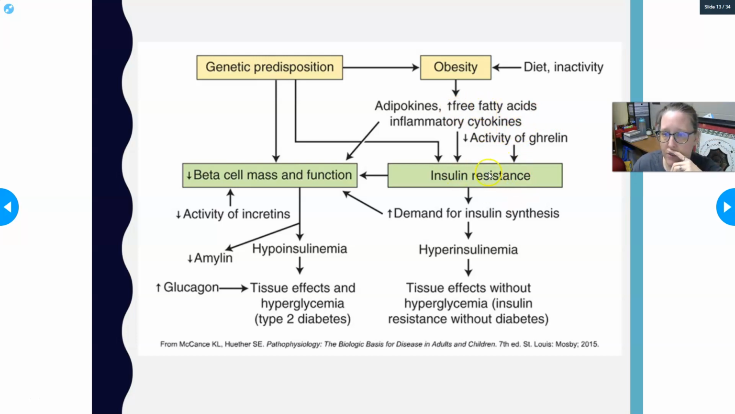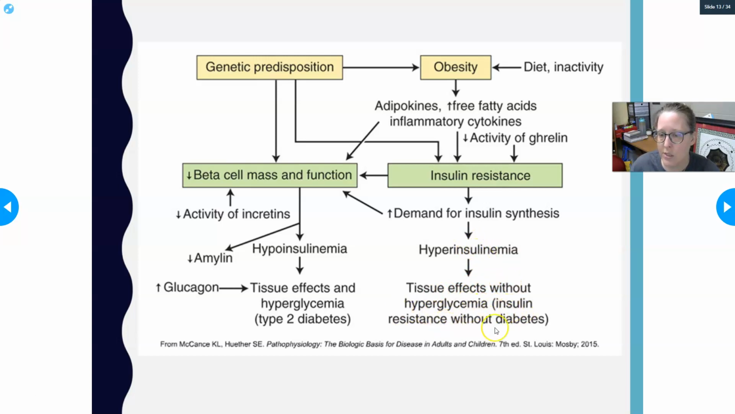And so this is going to lead to insulin resistance and causing the glucose to be backing up into the blood and not being able to adequately enter the cells, or the insulin receptor is just simply not responding to the insulin that's present. So the body's going to respond by increasing the demand for insulin synthesis. So let's just throw more insulin at it and hope that the cells respond. So you get hyperinsulinemia, high insulin levels at first, and then you see some tissue effects of the high insulin levels without seeing hyperglycemia at first.